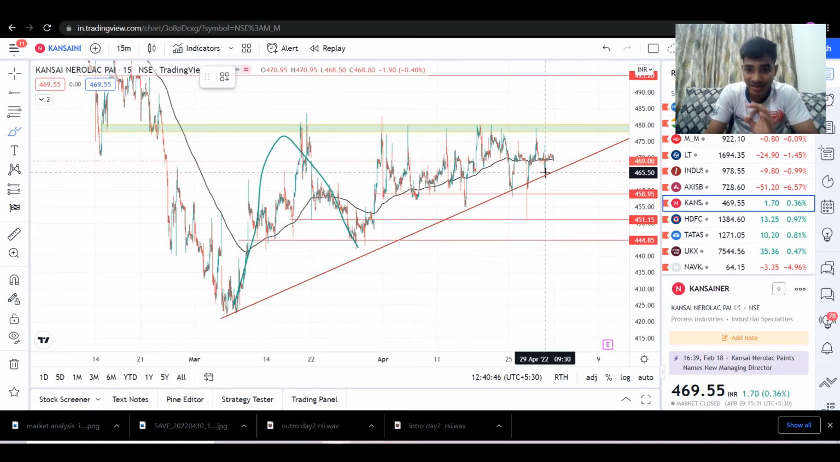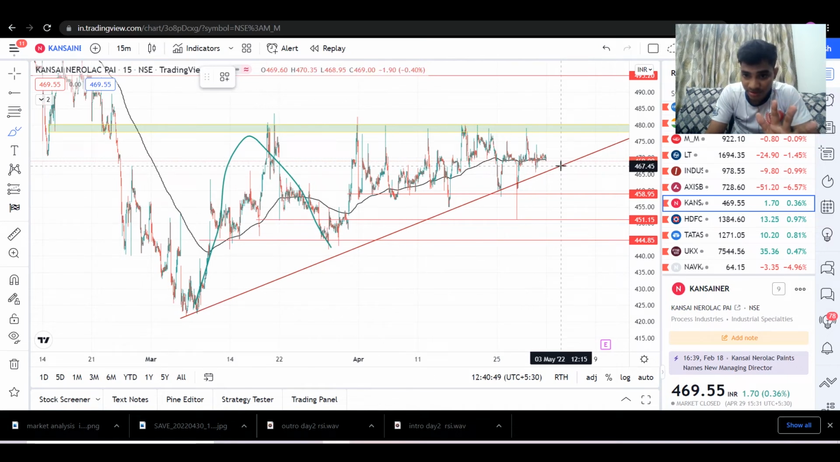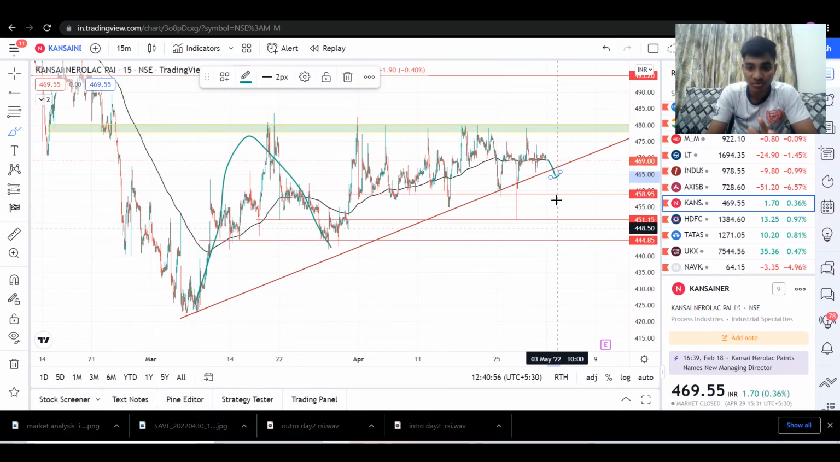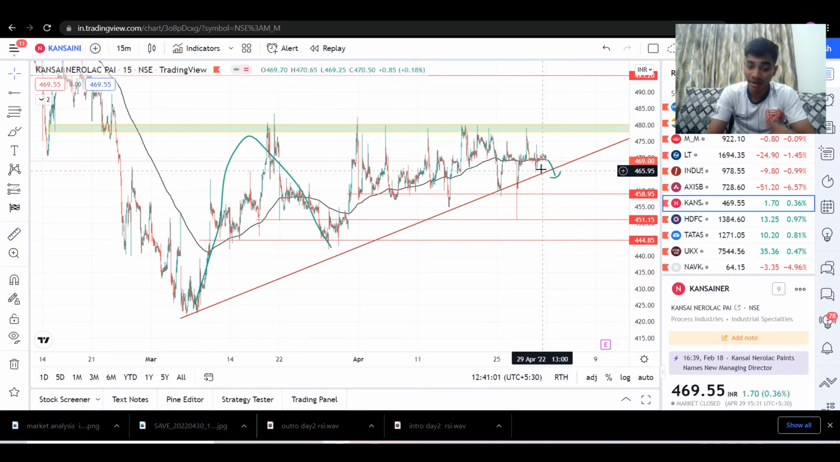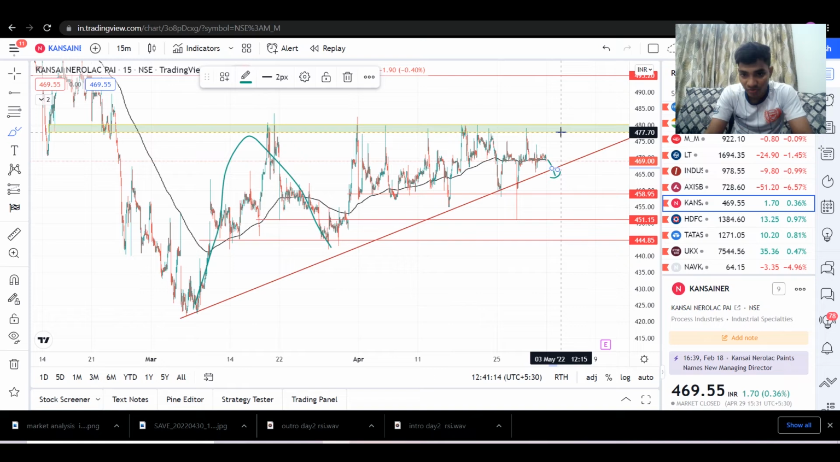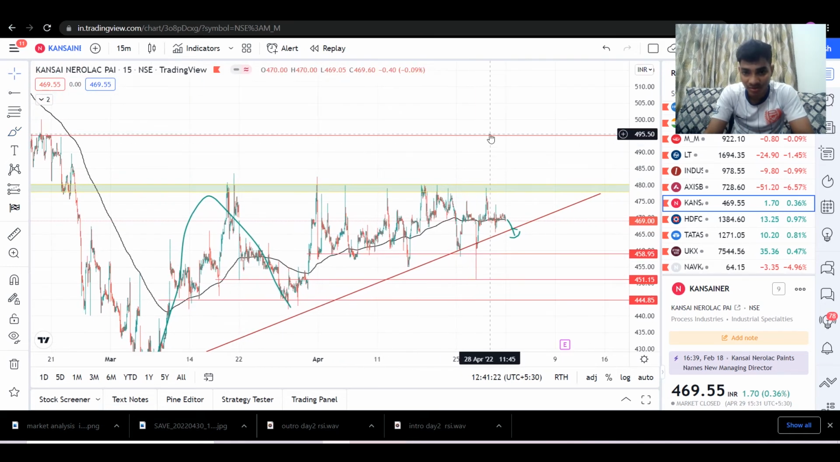Now what to do next? Very easy. If Nerolac comes out from this trend line, if it breaks down, then you're immediately going to get the target of 458, 450 and followed by 444. But remember, this is more than 3%. It might fall or it may not fall, but you will get a very good target in Nerolac on the downside. Now on the upper side, if Nerolac is coming and taking a support over here, you can even go long and you can go for a first target of 477. And if this is again breached, then you're going to get a huge upside target, that is 495.